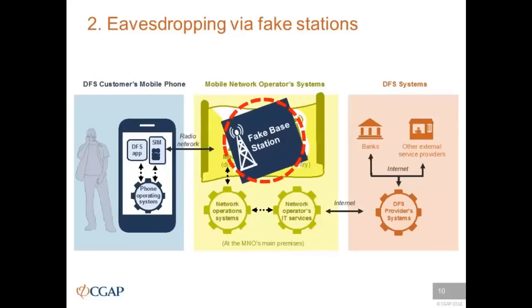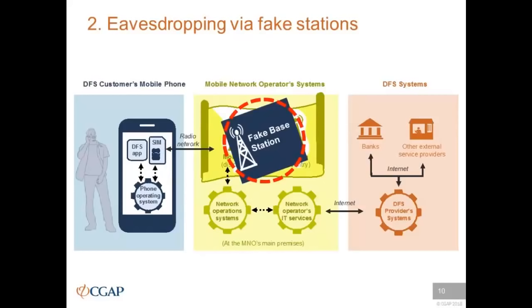The fake base station. It is almost trivial now for somebody with a technical bent to create a fake base station. And if that fake base station signal is stronger than the real base station, usually because it's closer, it can capture the customer's DFS session. When this happens, a criminal can view and change transaction recipients and amounts. They can steal PINs and passwords, and they can use them later in SIM swaps or other attacks.